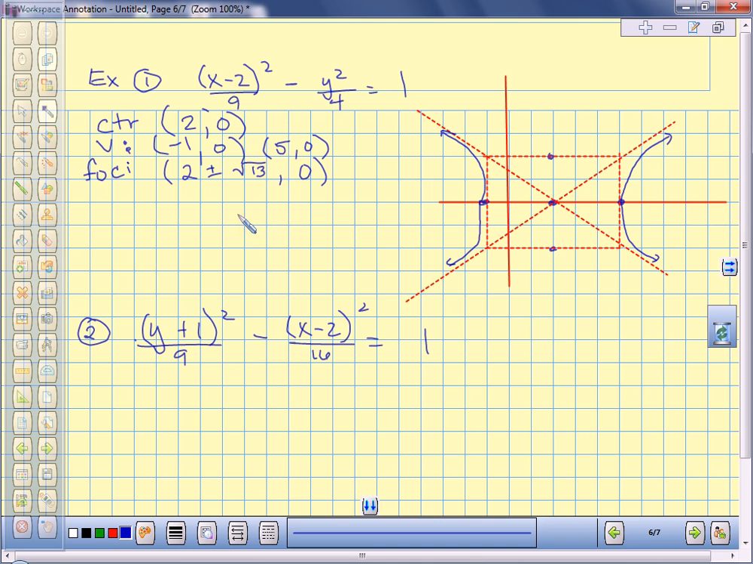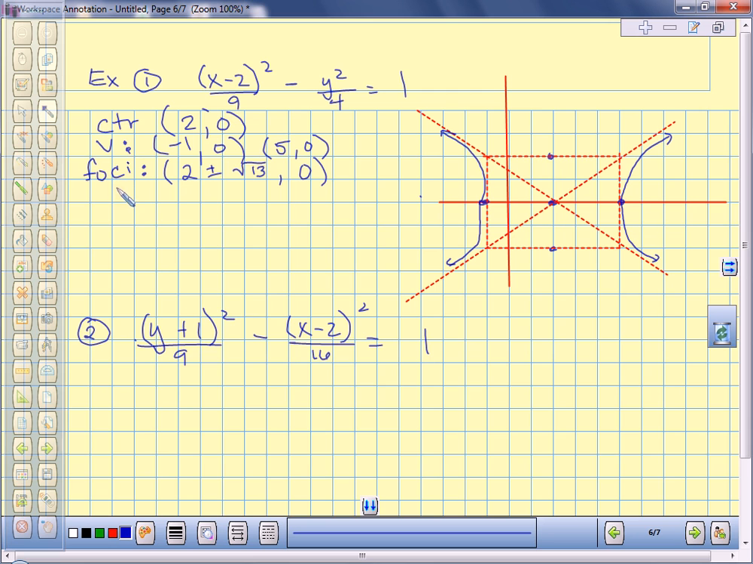Our foci are located in the transverse, right? Yes, they're on the transverse axis. Okay, never mind. Makes sense. And basically, they just switch these.